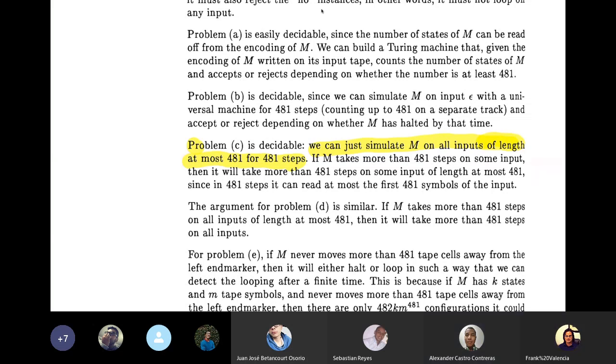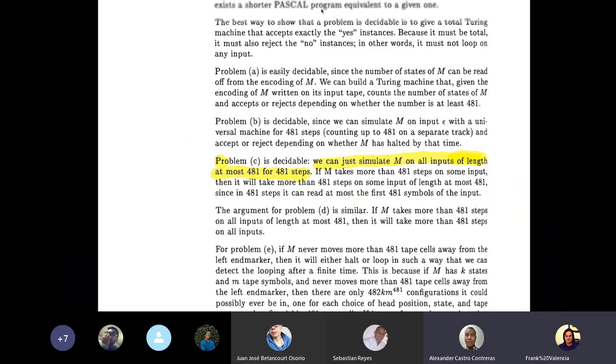Exactly. So this will work. You know that all of these are finite. I mean, the number of all inputs of length this is finite. And I was just asking how many inputs of size 481 you have. Of course, if it's at most 481, you also have to sum the ones of size 480, 479, all of them. Okay?